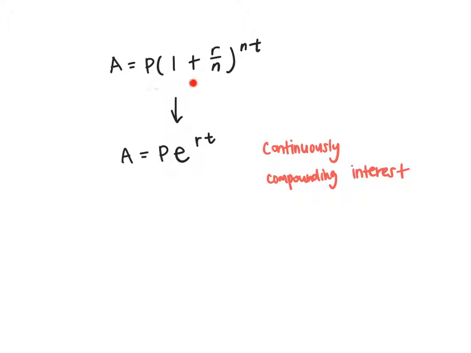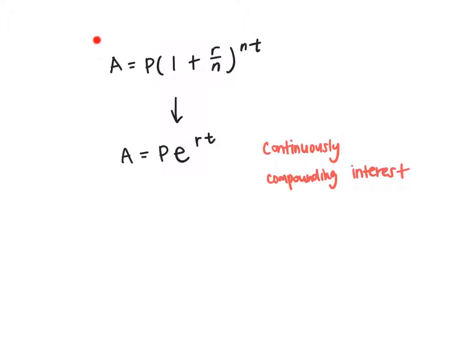So recall the compounding interest formula. You know you need to use this formula if you see the words compounding annually, semi-annually, quarterly, that type of thing. But what happens if n gets bigger and bigger and bigger, so that it's actually continuously compounding, right? It's continuously compounding, so n is approaching infinity. Then your formula turns into this one here.